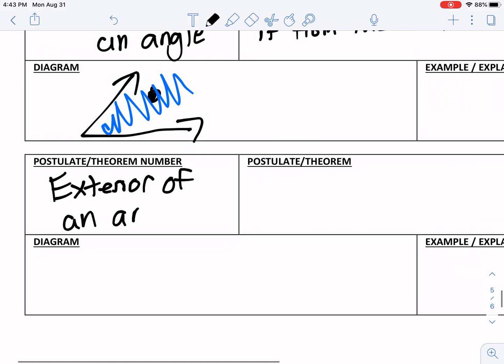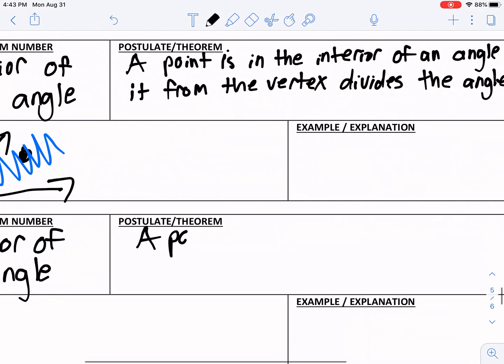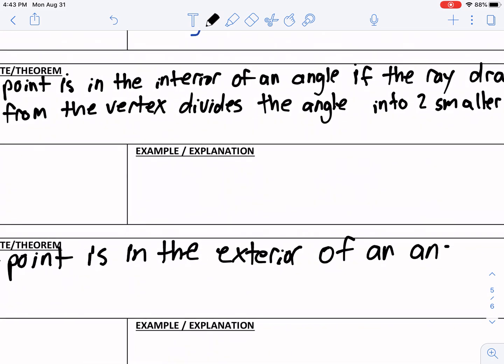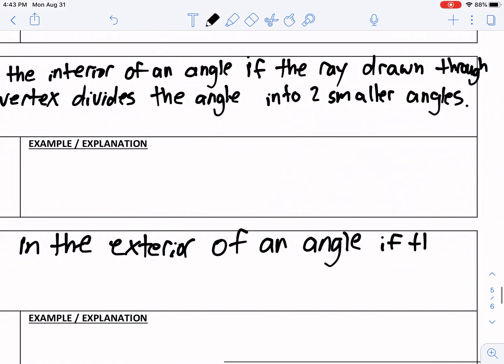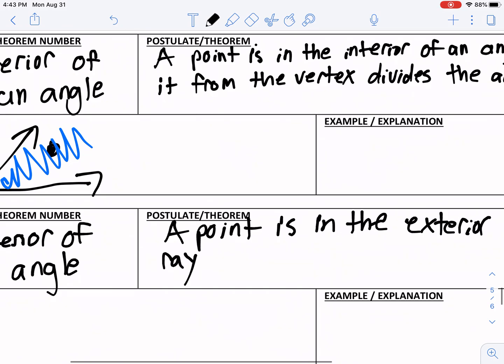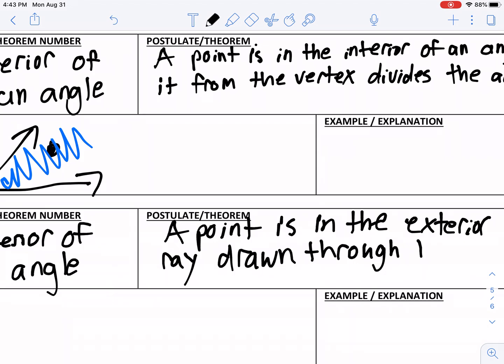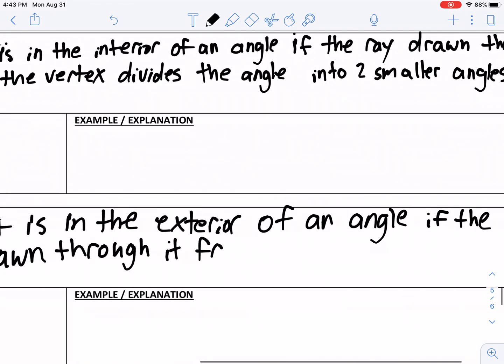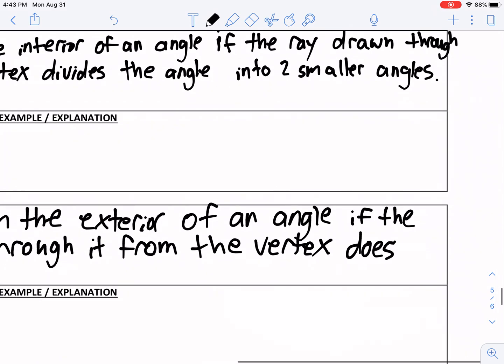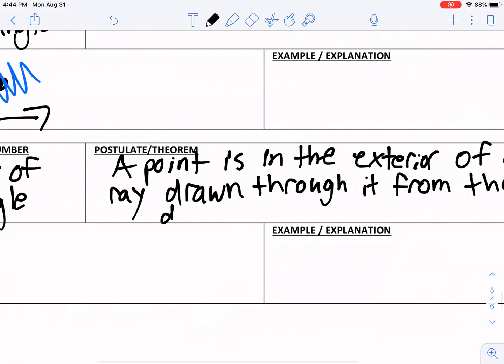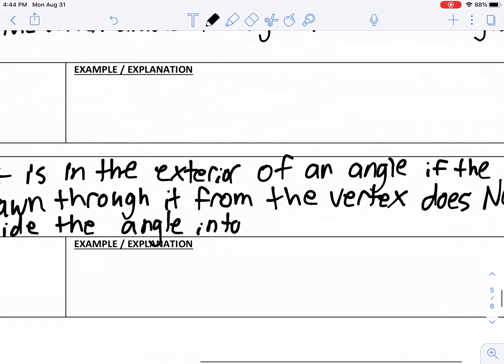Then the next thing we want to talk about is the exterior of an angle. A point is in the exterior of an angle if the ray drawn through it from the vertex does not, big not there, divide the angle into two smaller angles.